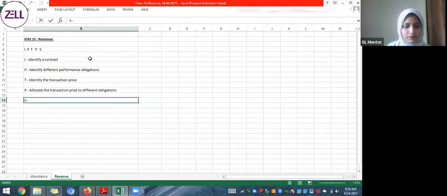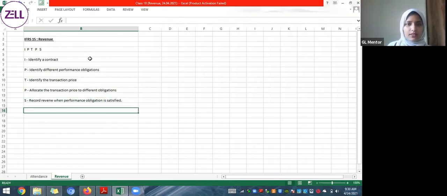S: record revenue when performance obligation is satisfied. That is, whatever your performance obligations were, whether it was delivering the air conditioning system or giving the servicing part of it, whenever this performance obligation is satisfied, you will then be allowed to record the revenue for it. Okay, so these are the 5 steps.